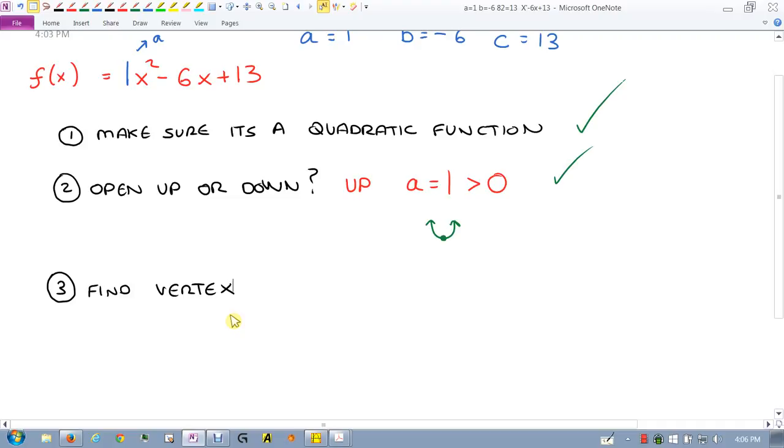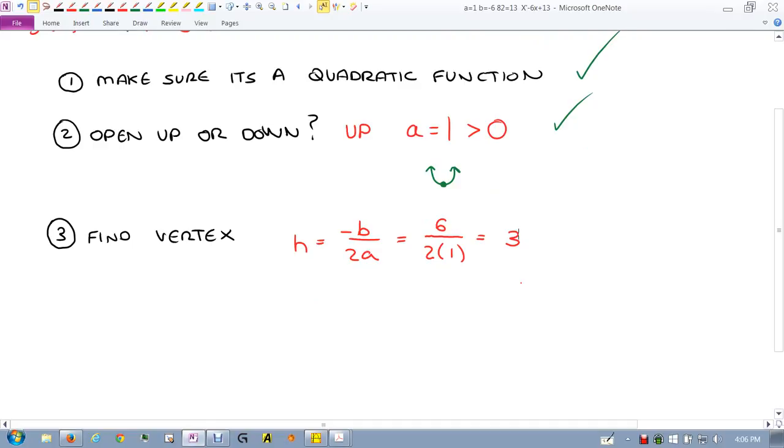How do we find the vertex? It's a formula, right? H equals negative B over 2 times A. And for us, that would be what? What's negative B for us? Positive 6, right? Change the sign. Over 2 times A is 1, so we get 3. So H is 3.